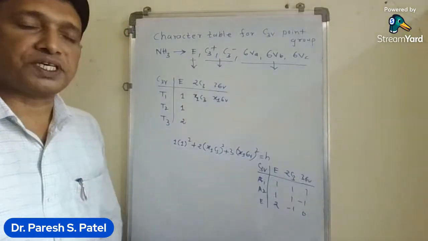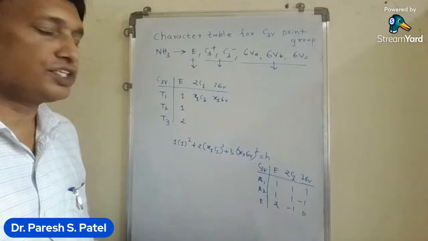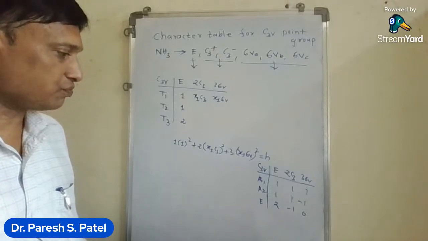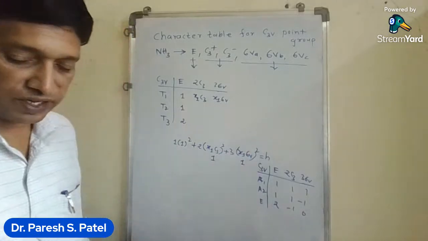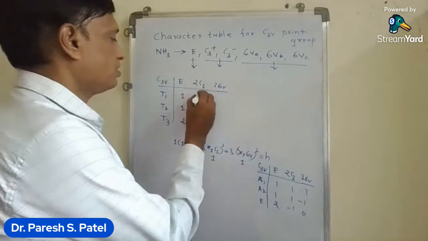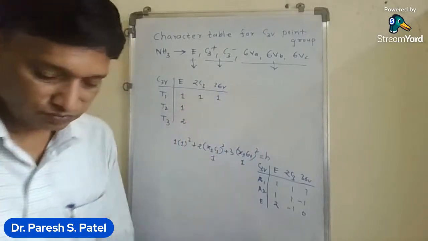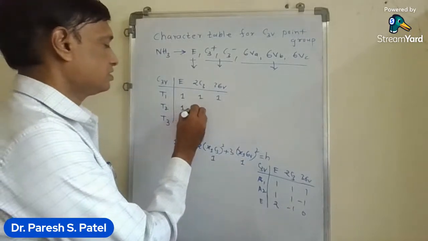But we know that to maintain the uniformity of any character table, the first irreducible representation should be 1 with respect to every operation. So if we take 1, then this equation can be satisfied. So the first irreducible representation is 1 and 1.